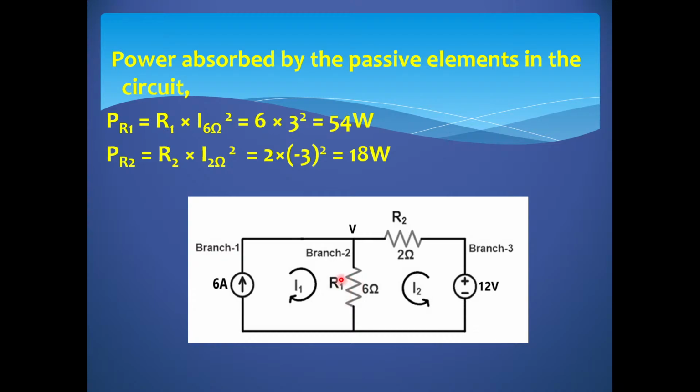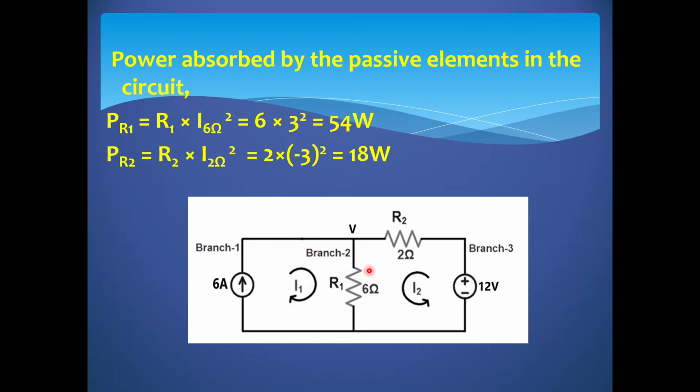For power, if you have a resistor and you know the current, the formula is I square R, or V square by R. Since we have already determined the current, we will use the I square R formula to determine the power. So power in R1, PR1, is equal to R1 into I square.